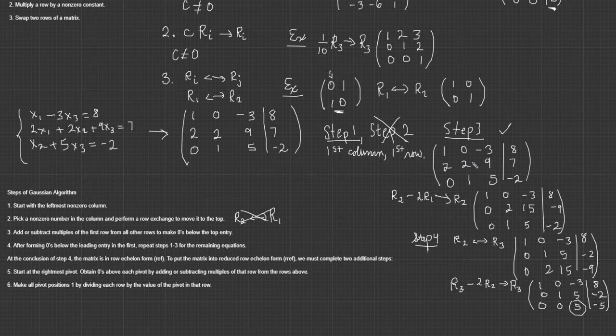So if we wanted to do that, we could go ahead and do some more elementary row operations. We could do row 2 minus row 3 and put that back into row 2. And then that will leave our matrix as 1, 0, negative 3, 8, and we'd have 0, 1, 0, 3, and 0, 0, 5, negative 5.